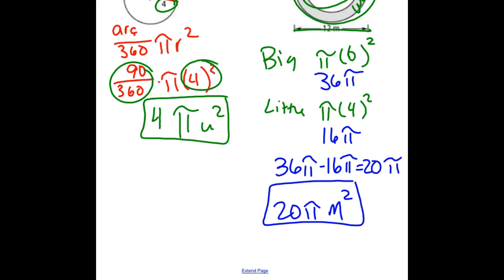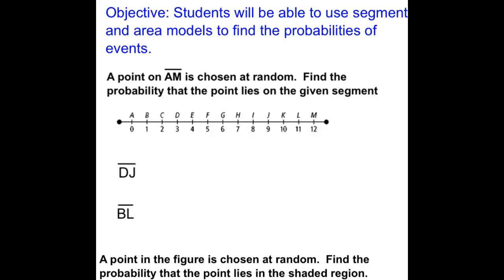After that, we moved on to geometric probability. It says students will be able to use segment and area models to find the probabilities of events. So the point on AM is chosen at random. Find the probability that the point lies on the given segment. So when we did this, what we needed to know were two things. Number one, how long is the entire segment? And number two, how long is the segment I want? So the whole segment AM. To figure it out, you take the last number minus the first number. So I'm going to go 12 minus 0, and I get 12.